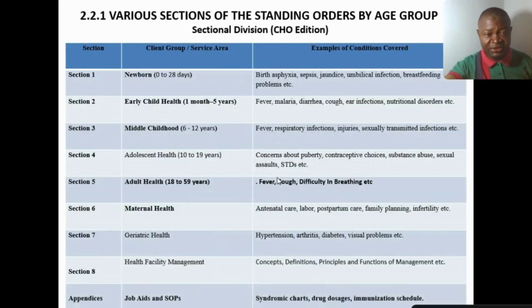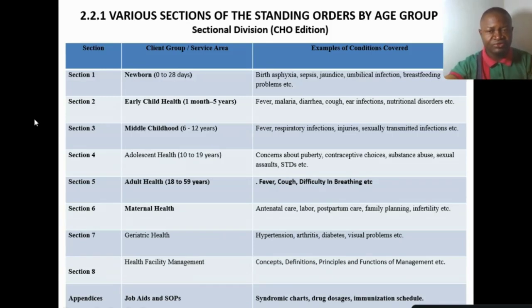I try to get this done through this table. You can see the table is titled sectional division of the standing order, CHO edition. Then you see the sections here from 1 to 8, and then you see the client group, the age group we talked about. We say this according to age group and then disease conditions. So it is when you get the age group of your patient or client that you now navigate to get the condition of such a person under the category for his age.